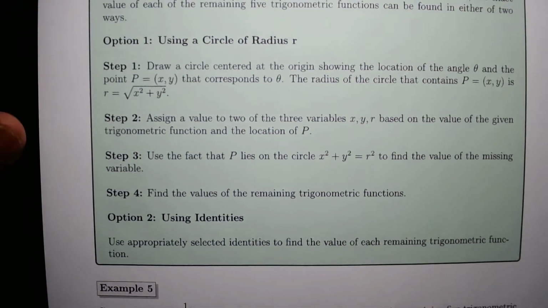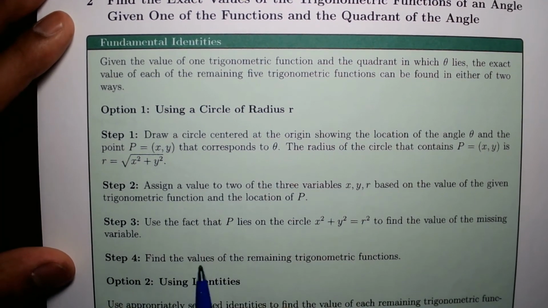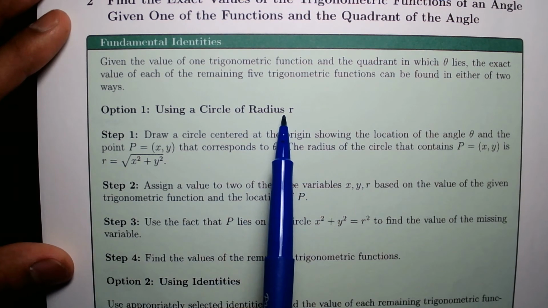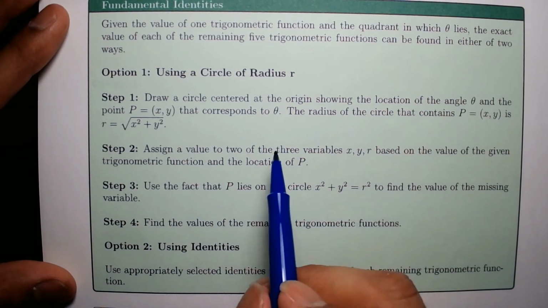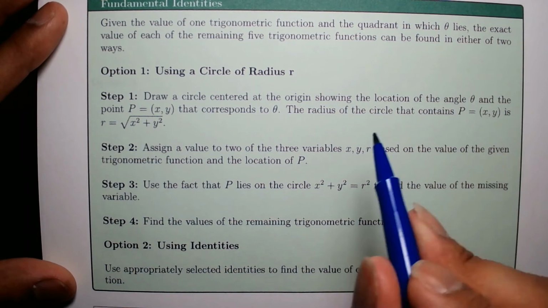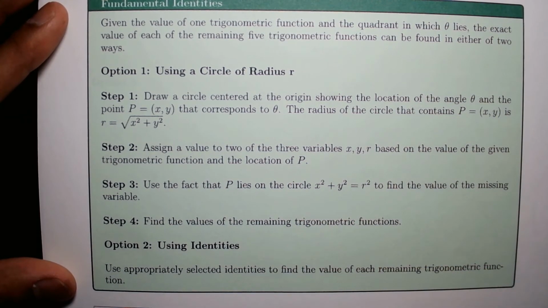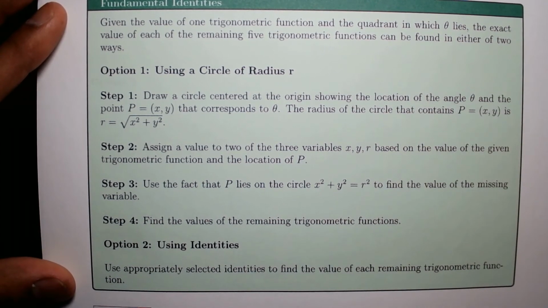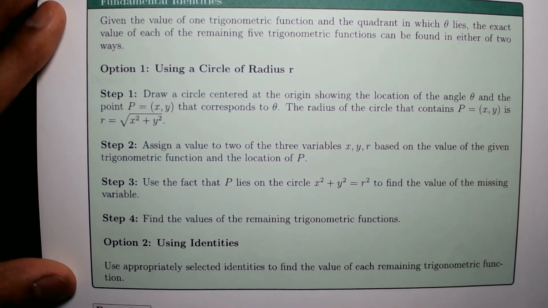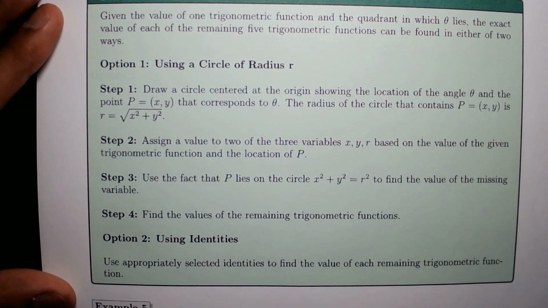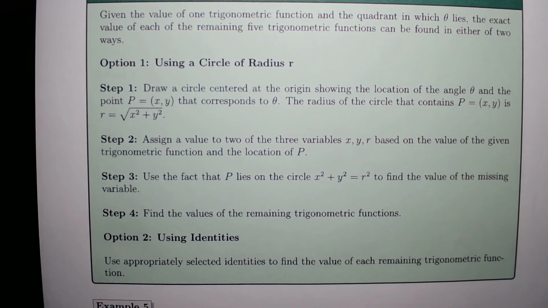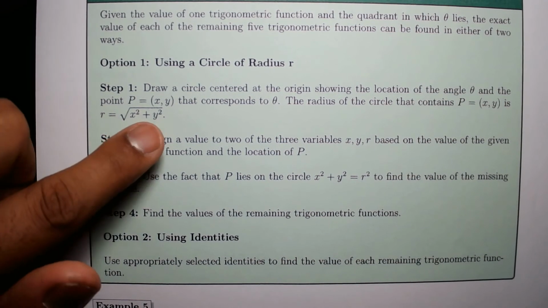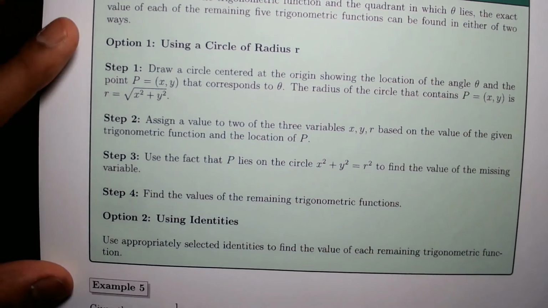All right, there's going to be 2 options. Option 1, using a circle of radius r. In this case, we're going to draw a circle and use the trigonometric function and its value, depending on x, y, and r. And then we may need to find that. Sometimes we may need to find the radius of the circle. Sometimes we may need to find one of the lengths of the sides, either the x or the y, because we will be given r, the radius.